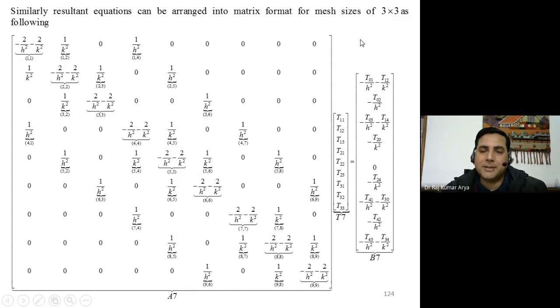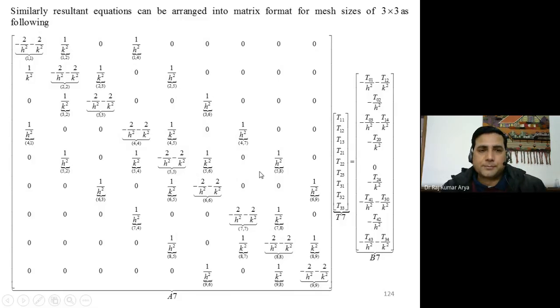Let's say for 3 by 3, my trend is the same. Now I want to generate it for 4 by 4. Let's see what will happen if I go for 4 by 4. And for 3 by 3, this is my matrix from boundary conditions. This is how it is being generated. So let's see what will happen for 4 by 4.